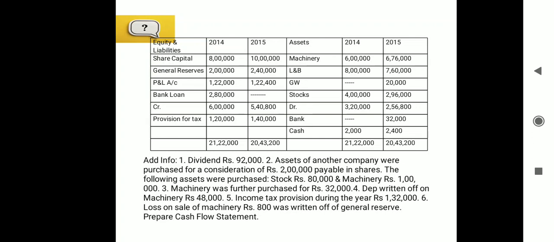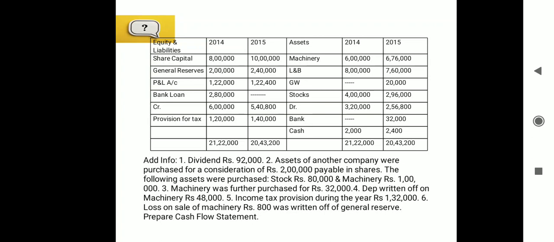But now what is the information? Machinery was further purchased for rupees 32,000, okay. That means there is no other information about how we are making the payment. So the simple assumption is that we made the payment in cash, so now we have to take it as an application of cash, and it will come under the heading of cash flow from investing activities, as with fixed assets and all, clear.